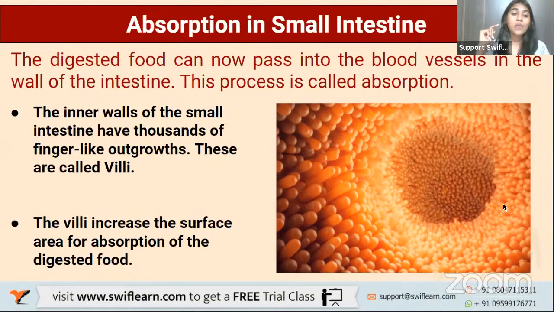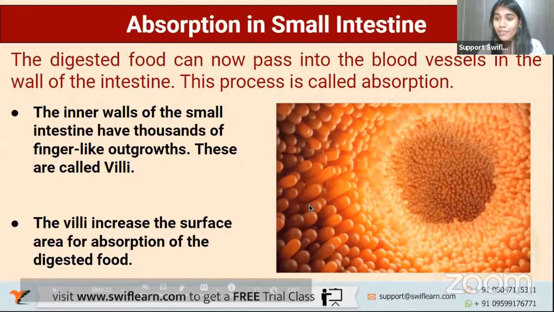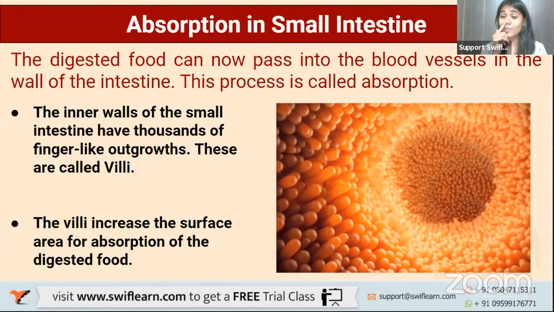For this, the small intestine has a structure called villi. The inner walls of your small intestine have thousands of small finger-like projections. You can see here, it looks somewhat like this. This is how your small intestine looks from the inside. Villi have a lot of blood vessels in them, so whatever passes through is absorbed by the villi and goes into the blood.